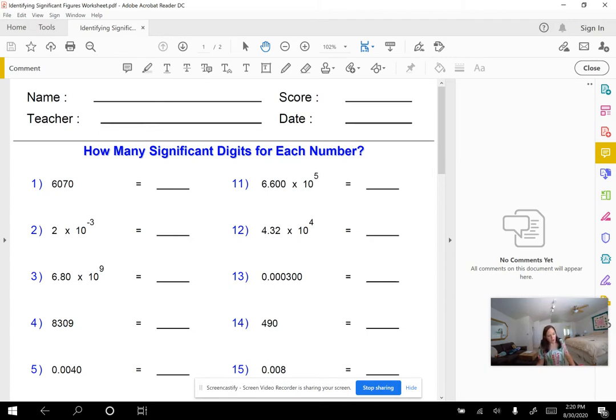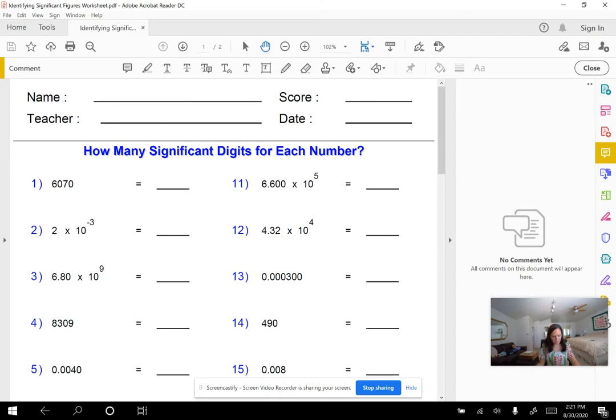So I got a worksheet made up by Math Aids. It's a really good little website to help you make new worksheets and things that will help you with basic math skills. So I just made up some worksheets for significant figures.